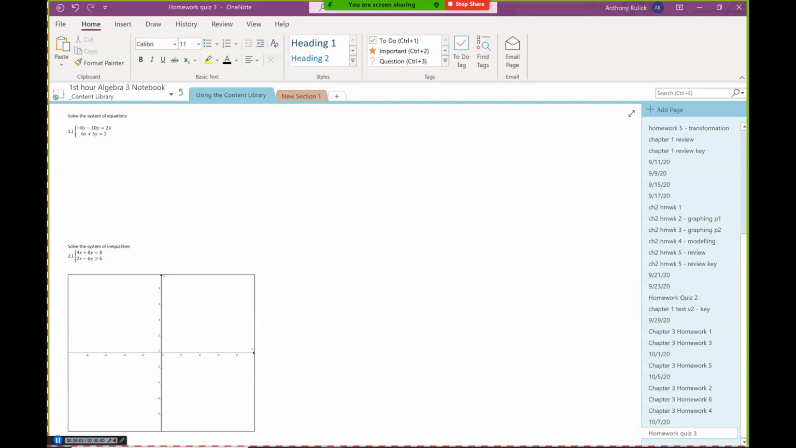When you finish, you'll export this file as a PDF, and there'll be a Dropbox on PowerSchool called Homework Quiz 3 that you'll put that PDF in. Okay? Holler at me if you get stuck or if you can't remember how to do something with the technology or any of that kind of stuff. I'm happy to help.